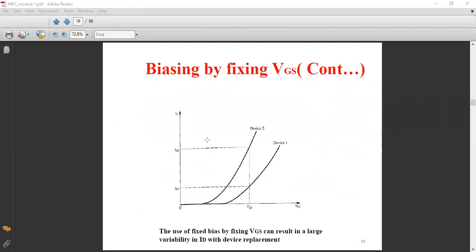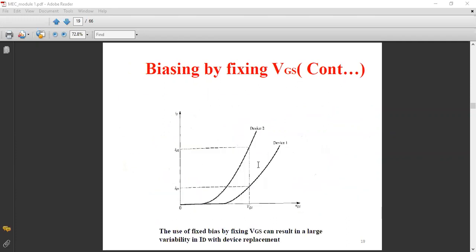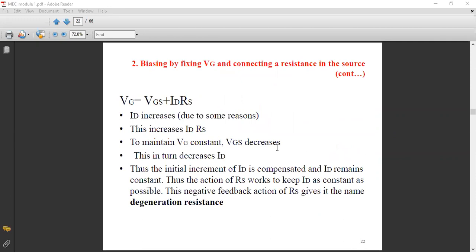In the first technique, we are not using any source resistance. As you can see from this figure, the source is directly grounded. Whereas in the second technique, we are connecting a source resistance between the source and the ground, and this will help in the degeneration action or the negative feedback action. And I already explained what a degeneration action is.